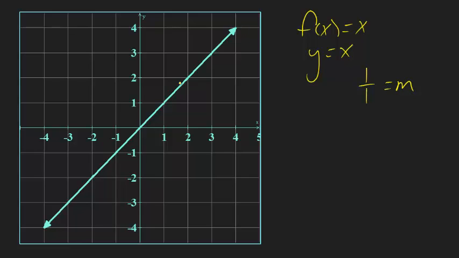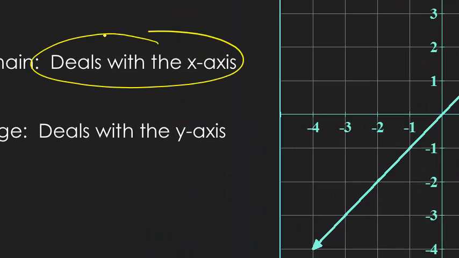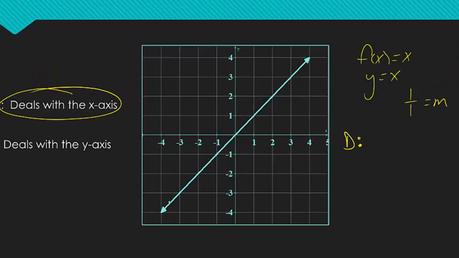Now, let's find our domain of this graph. Our domain deals with the x-axis. So let's find the smallest endpoint of this graph. And there's an arrow, so that means it goes on forever. So that means it's what? Infinity. So we're going to put a negative infinity right there. And I'll be doing interval notation first and then set notation.